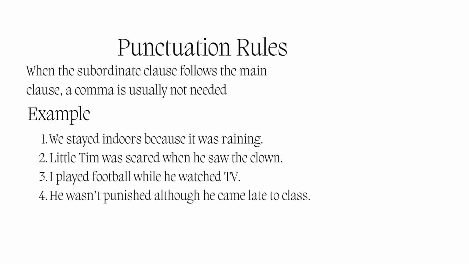Example: We stayed indoors because it was raining. We stayed indoors is the main clause followed by the subordinate clause because it was raining. A comma is not used. 2. Little Tim was scared when he saw the clown. 3. I played football while he watched TV. 4. He wasn't punished although he came late to class.